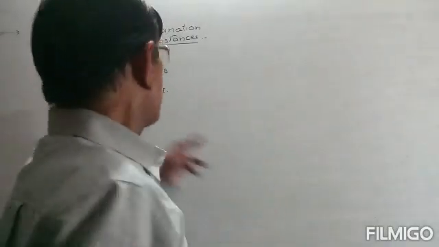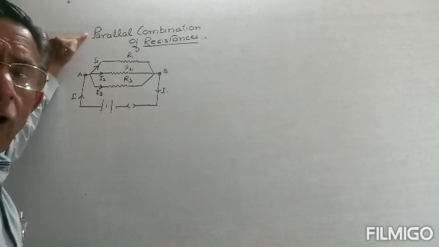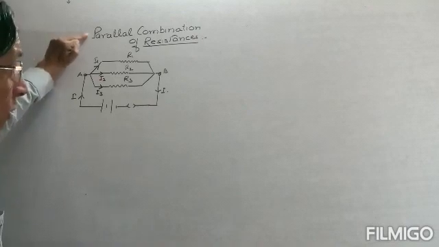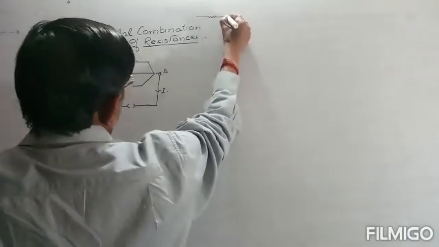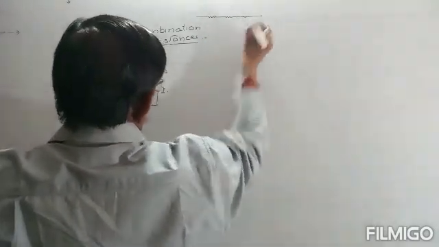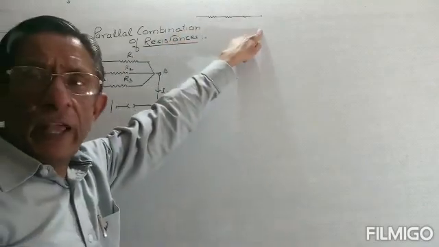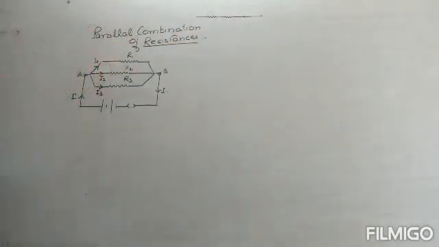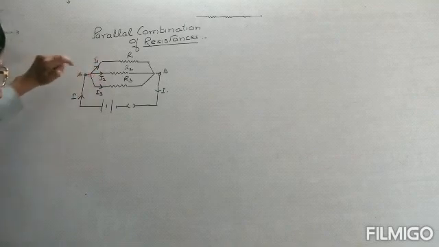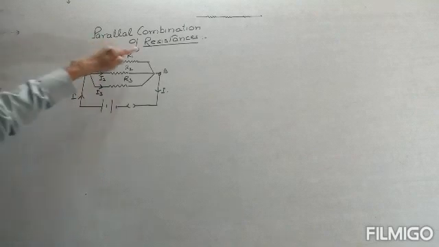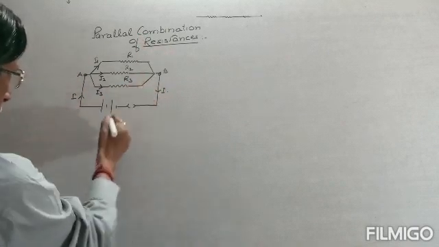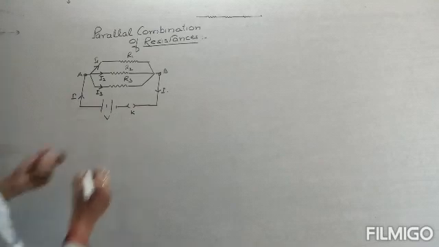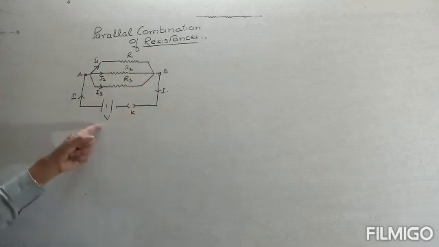Now we come to the topic parallel combination of resistances. Dear students, in case of series combination, the resistances are connected end to end in this way. But in case of parallel combination, one end of all the resistances is connected to point A and the other end of all the resistances is connected at point B. Between these 2 points A and B, we have applied potential difference V.